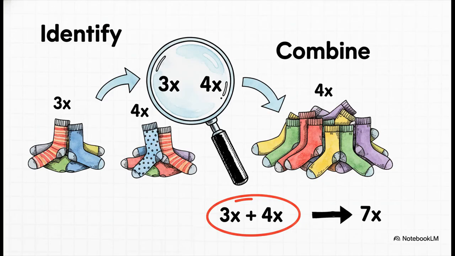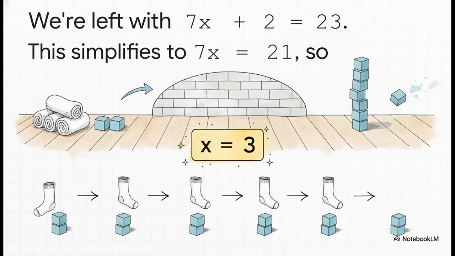Step 1, identify. The like terms on the same side are, you guessed it, 3x and 4x. Step 2, combine. Since they're on the same side, we just add them together. 3x's plus 4x's gives us 7x's. It really is that simple. And just like that, the power of our plan is crystal clear. We're left with 7x plus 2 equals 23, which is a super simple two-step equation.